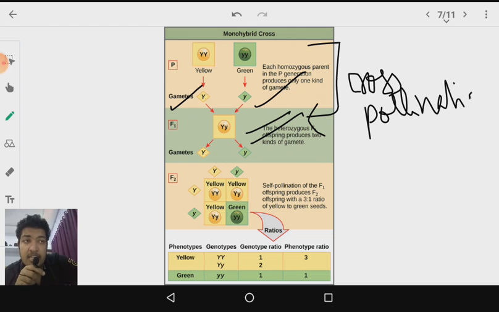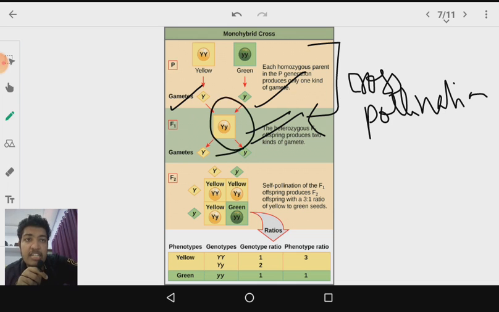parents. In the next step, what are we going to do? In the next step, we are going to take selfing of the F1 progeny. Selfing means you are going to take two different flowers of the same plant and the crossing is carried out between two different flowers of the same plant. So that is known as selfing. Selfing of the F1 progeny.